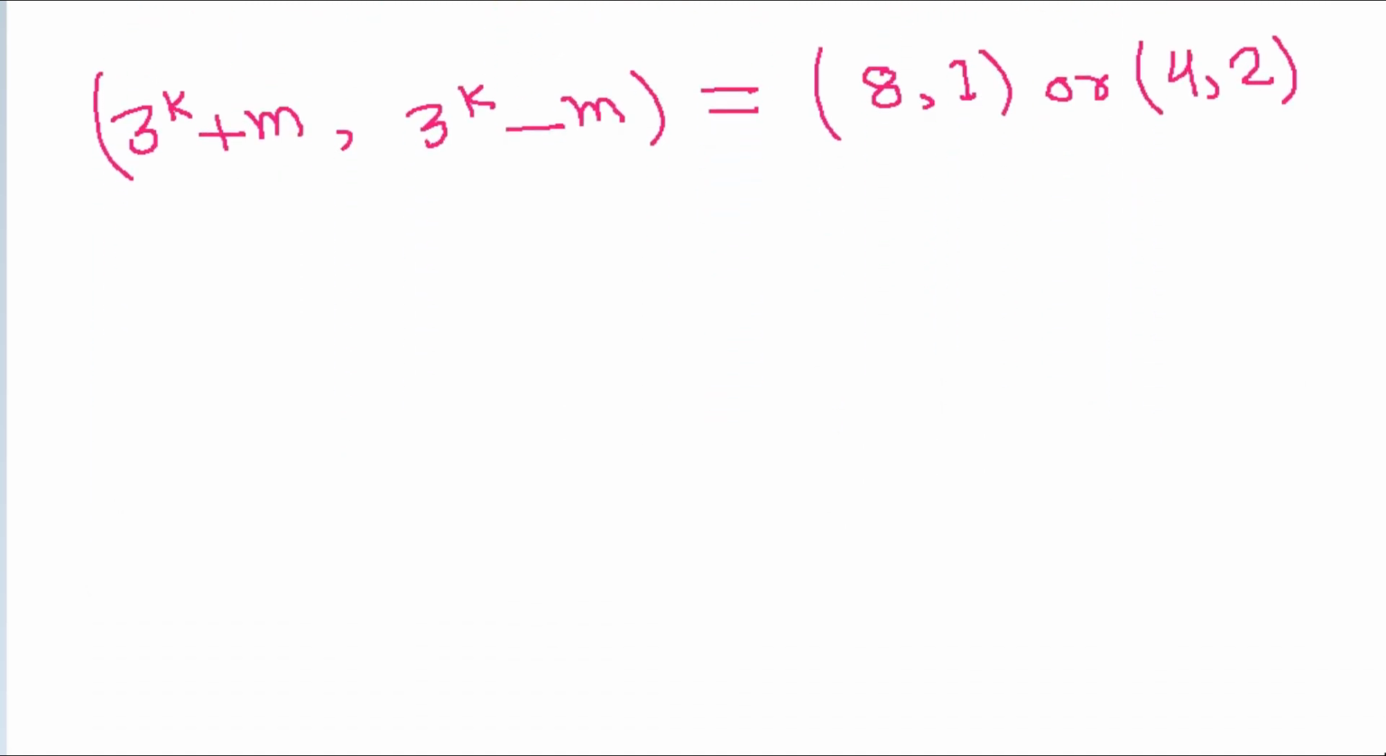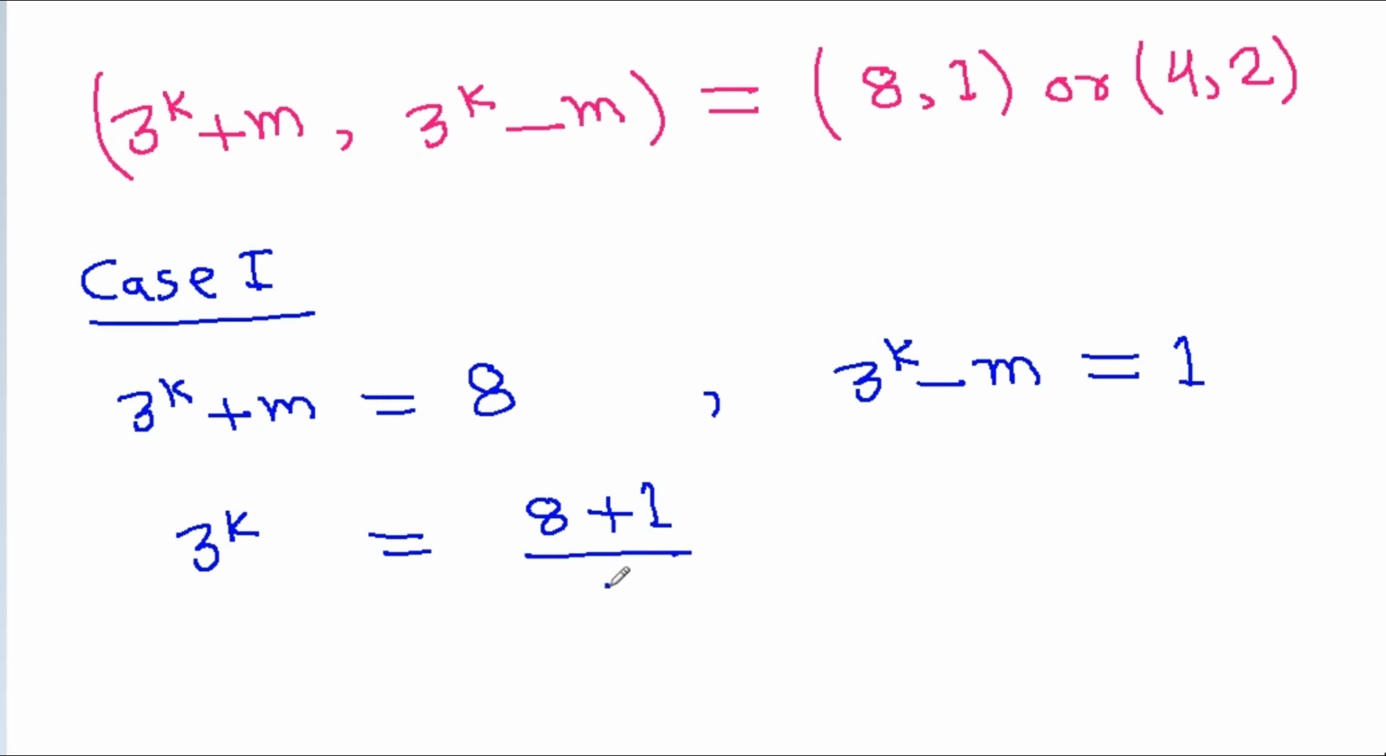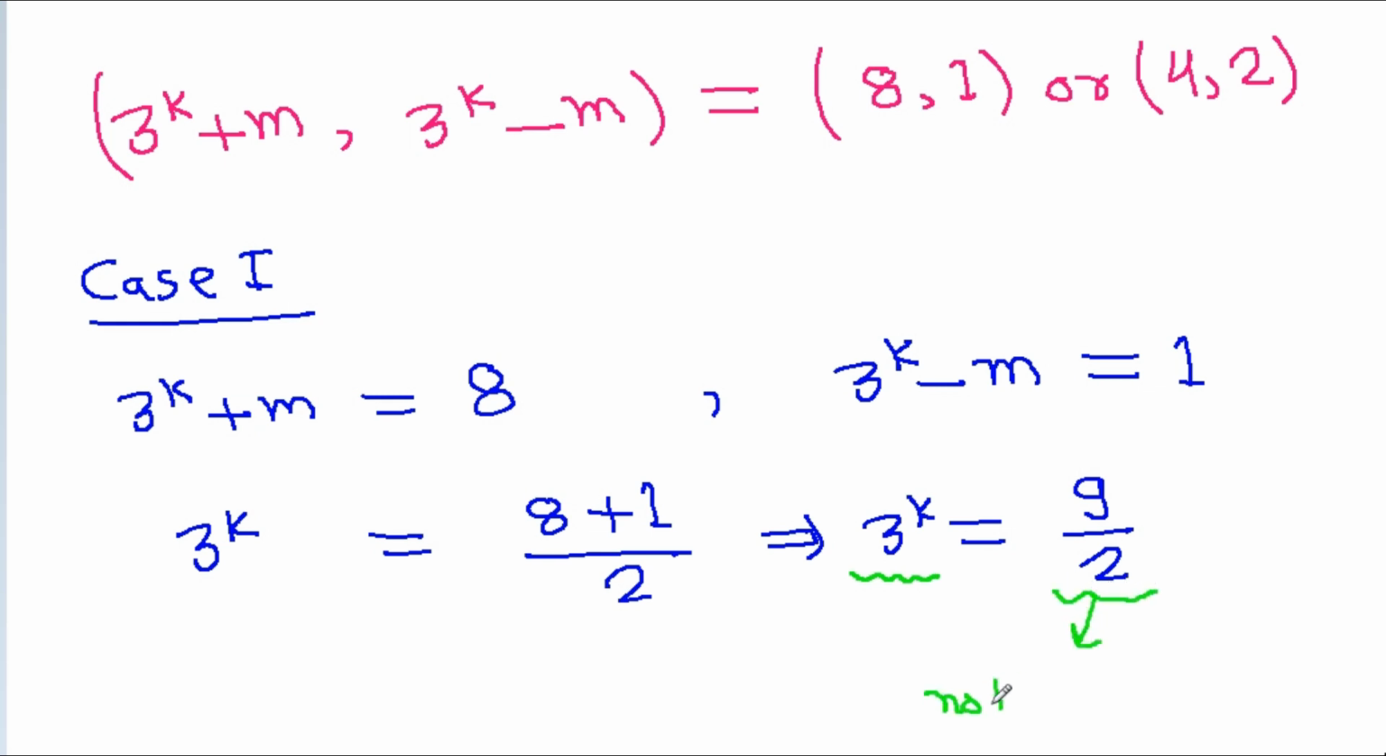So if we take case 1, when 3 power k plus m is equal to 8 and 3 power k minus m is equal to 1, then if we add both terms, we get 3 power k is equal to 8 plus 1 by 2, and we get 3 power k is equal to 9 by 2. And 3 power k is an integer, but 9 by 2 is not an integer. So this is not possible. So we have to consider case 2.